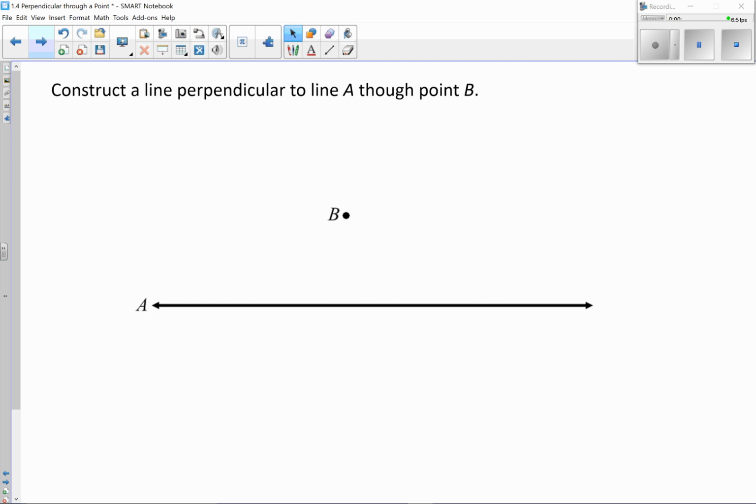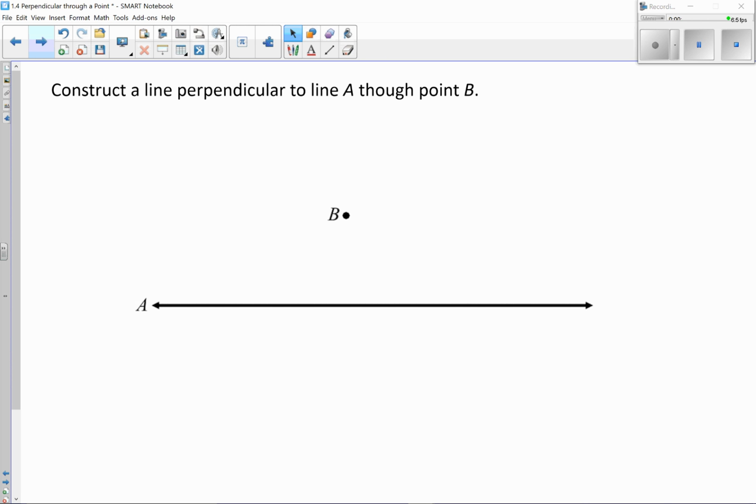So when you're asked to make a perpendicular line through a specific point, it's not just like creating a perpendicular bisector, because it doesn't necessarily mean that this point B that we want to go through is exactly in the middle of the line segment that you're given, in this case, line segment A. So we have to be a little creative in making this process, because we want to make sure that it is in fact perpendicular, meaning that it does form a 90-degree angle.